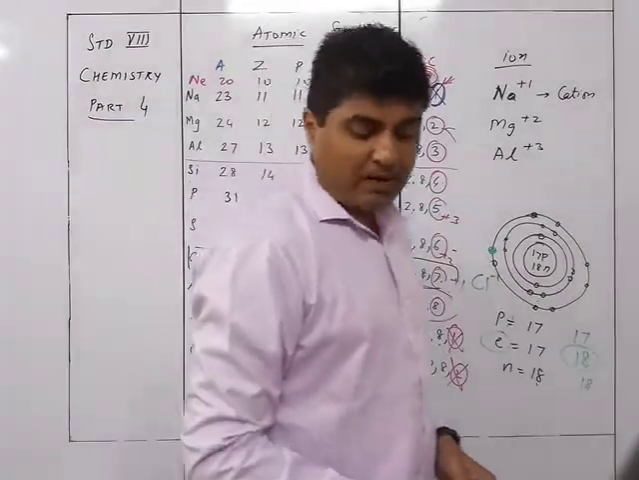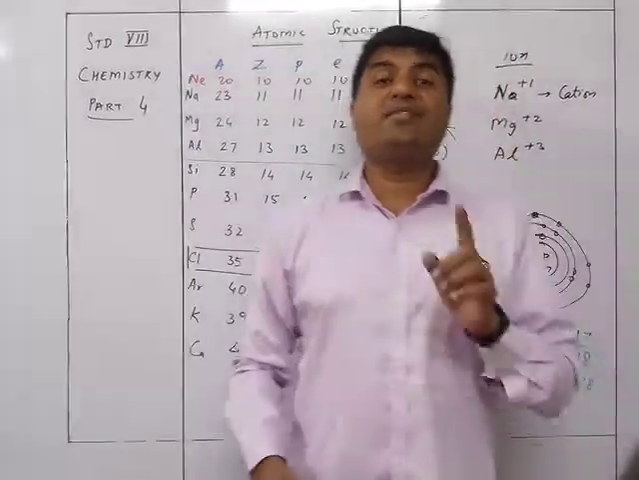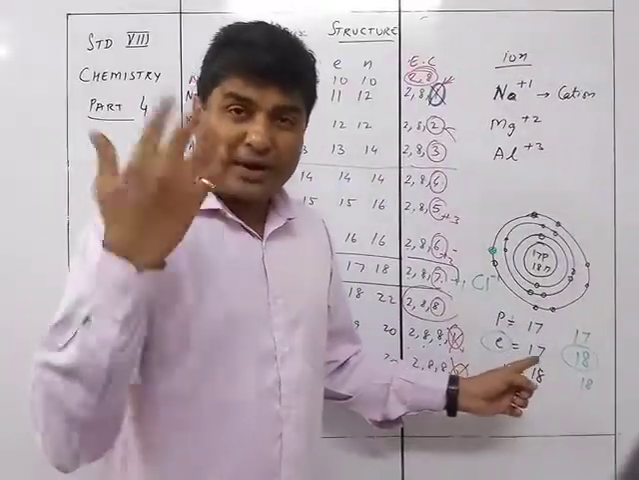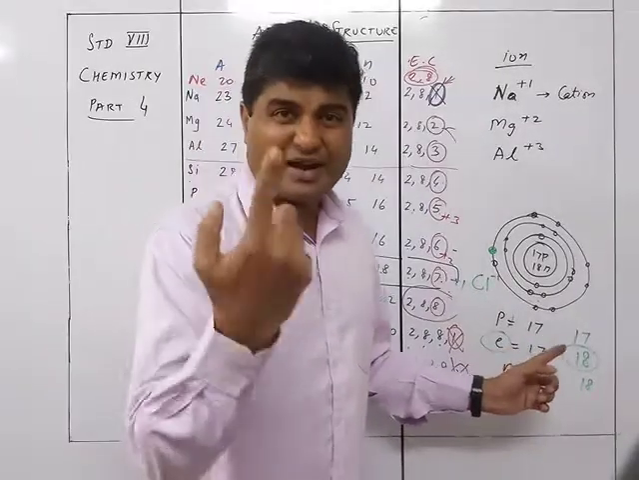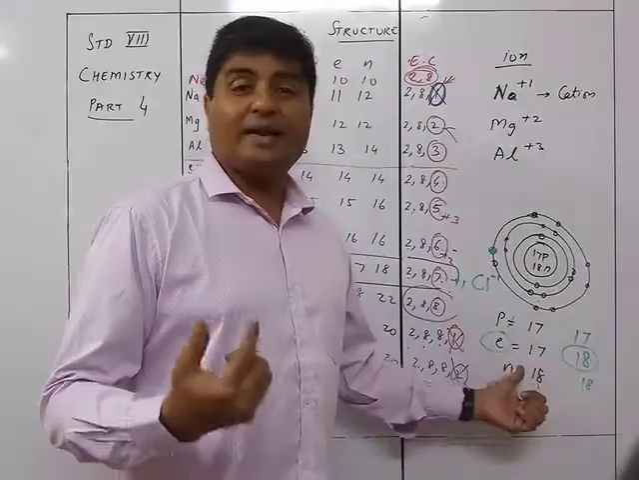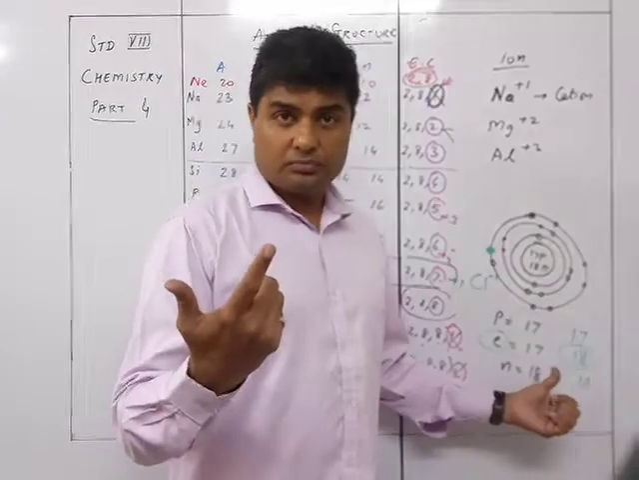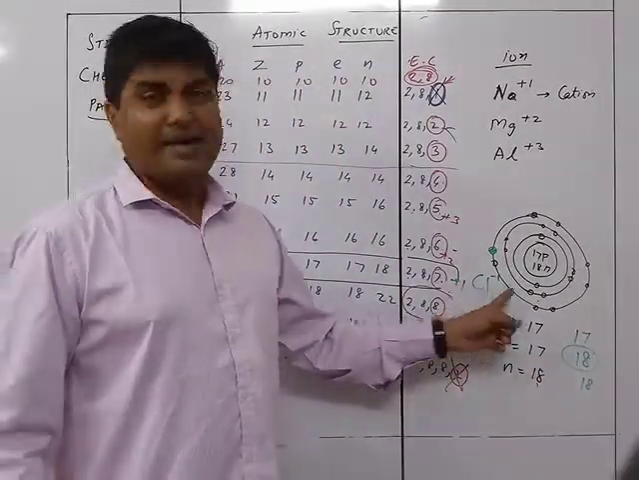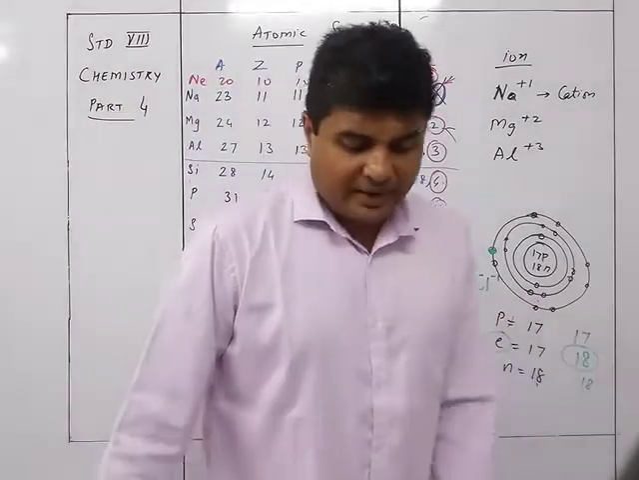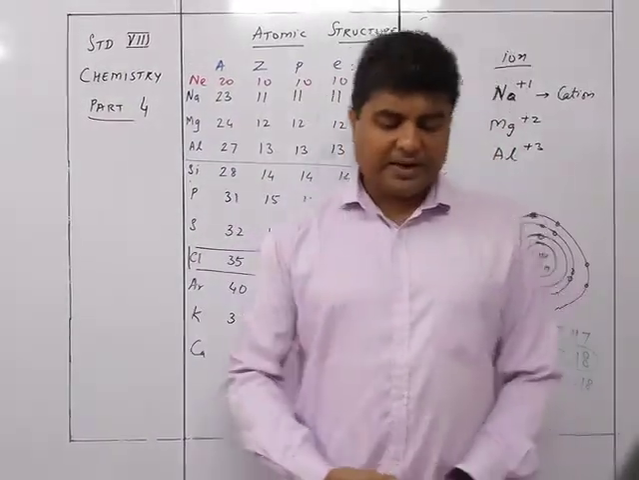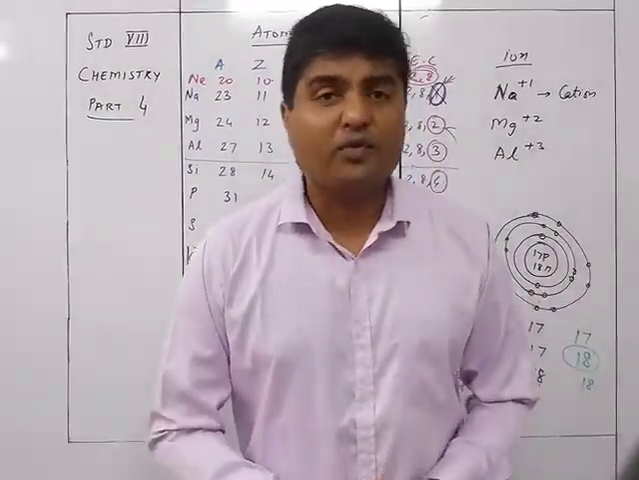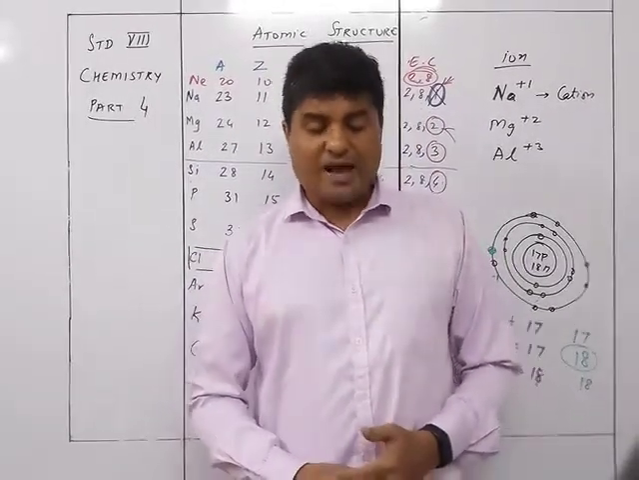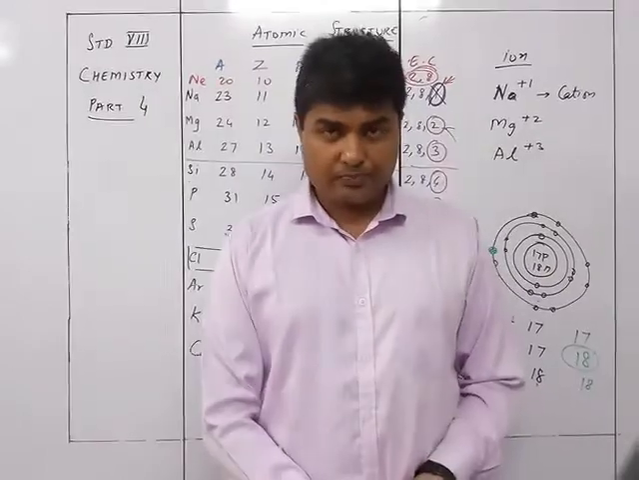Why Cl-1? Because it has accepted 1 more electron, and due to that 1 extra electron it has got, it is now electrically more negative because of the greater number of electrons. So that's why it is Cl-1. When it is Cl-1, it has the electronic configuration 2, 8, 8 similar to argon, but it has a valency of -1.